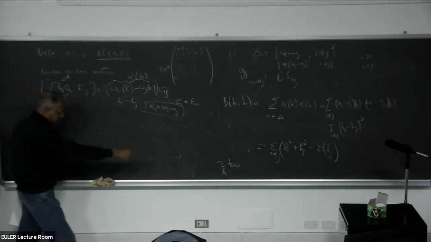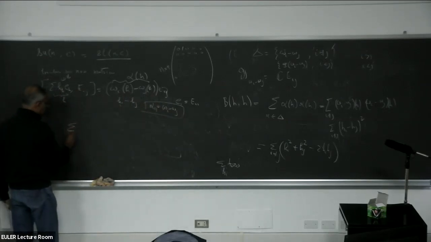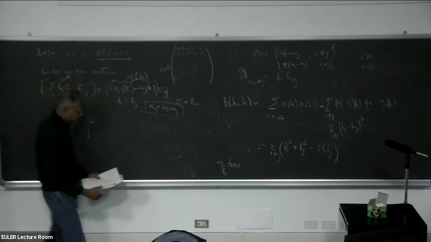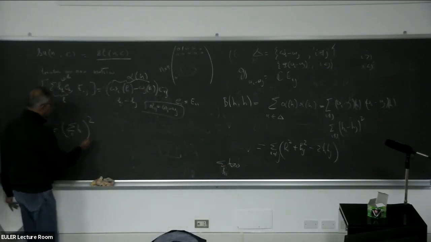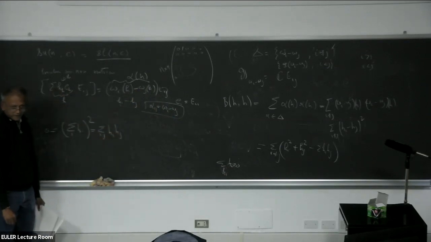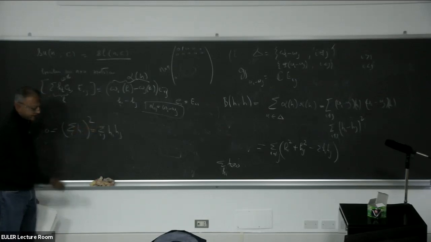So I can use this constraint. The sum over all hi, whole square, should be equal to 0. If the sum over hi equals 0, then its square is also 0. But then I can open it up. This is the same as the sum over ij of hi hj, I mean sum over i of hi times sum over j of hj. Square just means that, so I'm just rewriting it together.